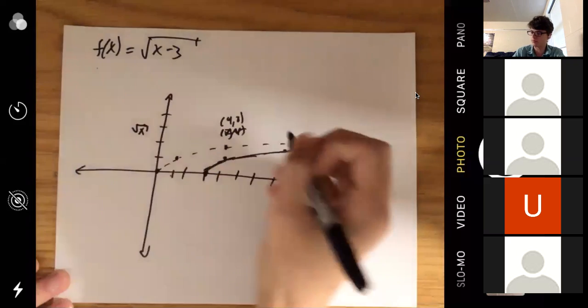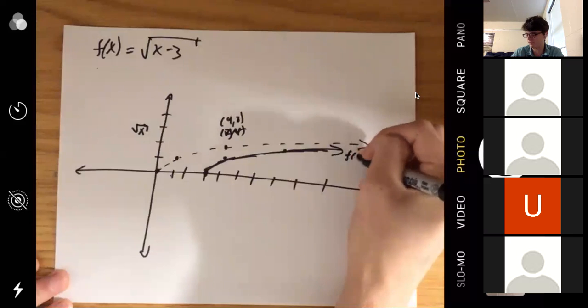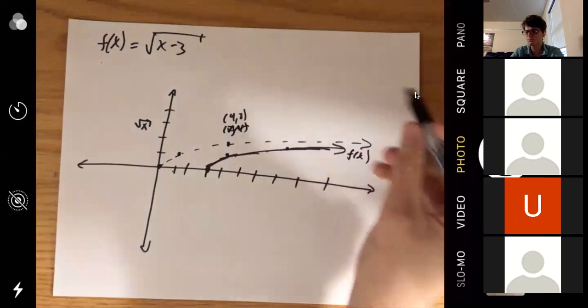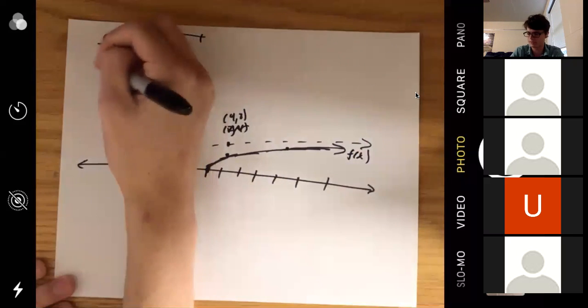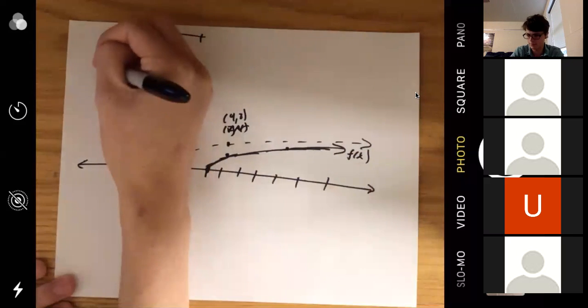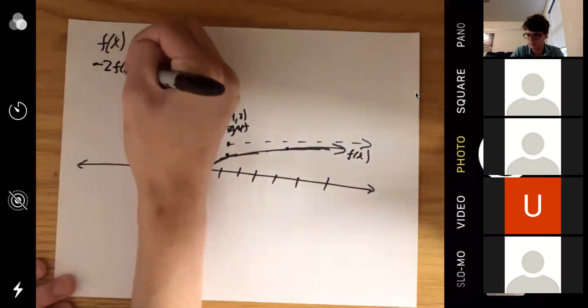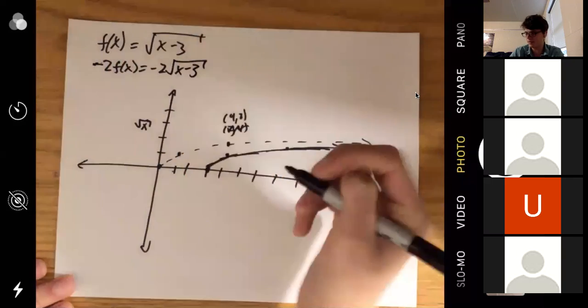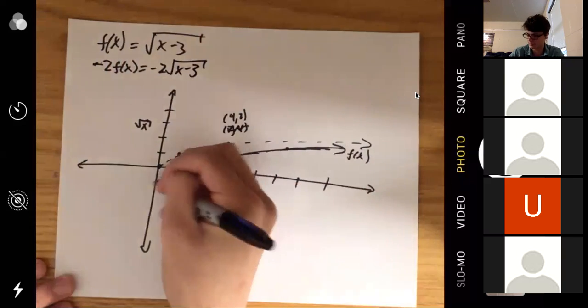But now there's more I could do with this. So if this is what I'm defining f of x to be, the shifted parent function horizontally 3, now I could apply more transformations to this. I could apply, again, maybe a scaling. Maybe I want to apply scaling of minus 2 f of x equals minus 2 square root of x minus 3. Well, okay, then I'm going to start out with this f of x.